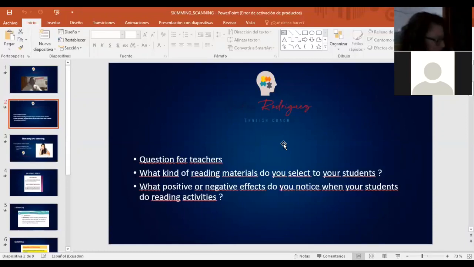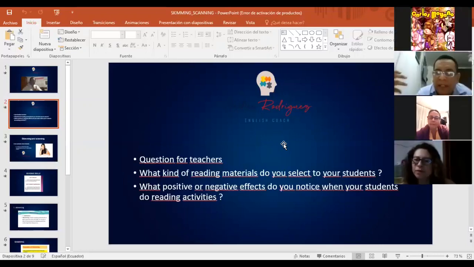Yes. Exactly. And it's very important because the students make connections, especially when they read the story in the mother tongue, so in Spanish. So they can easily make a connection with English. It facilitates the process. Exactly, the process of interacting with the reading activity, no?